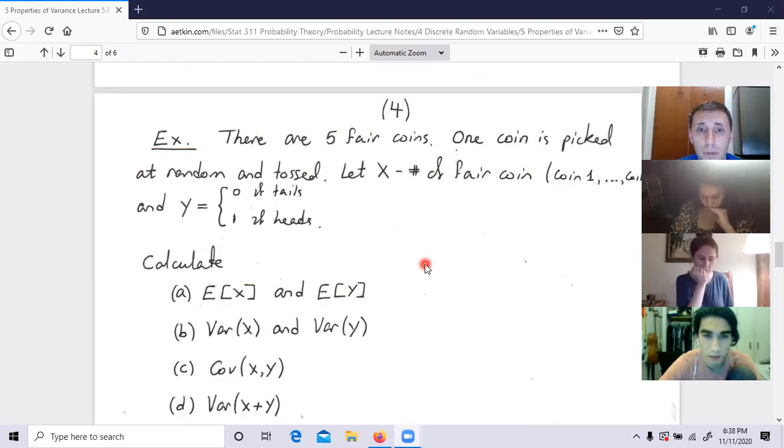So what we have here is the coins are labeled as coin 1, coin 2, coin 3, all the way to coin 5. And we pick a coin at random. So X represents the coin that is picked at random, and Y represents, regardless of what coin is picked, whether we get tails or heads after we toss it. It's 1 if heads. Good? So I want to know what's the expected value of X and what's the expected value of Y.